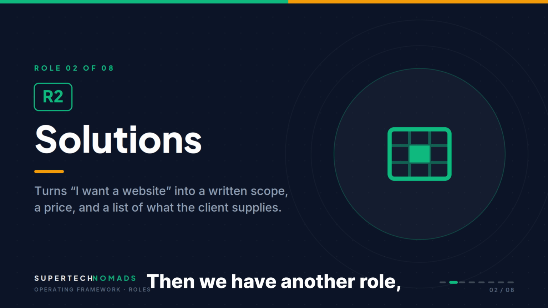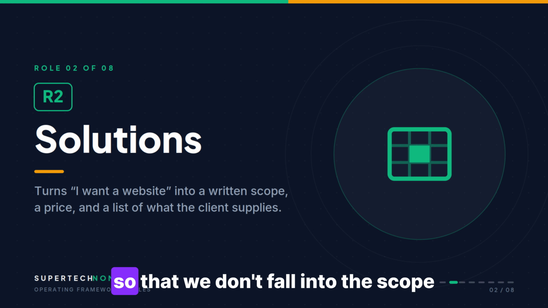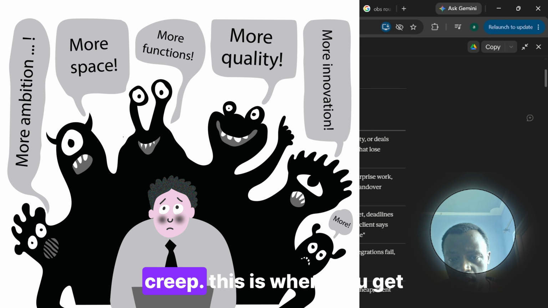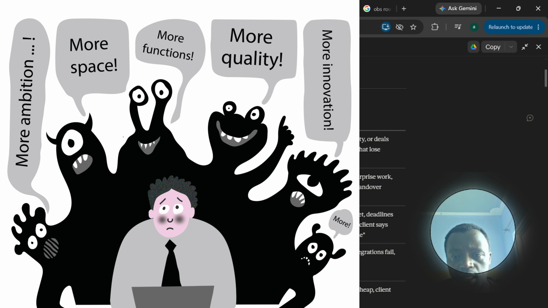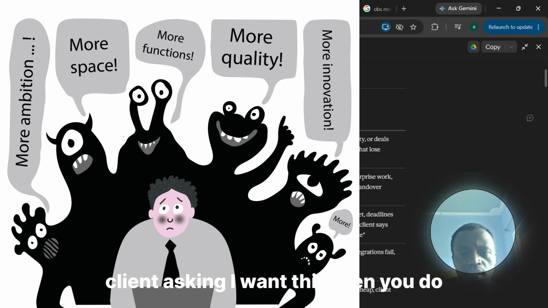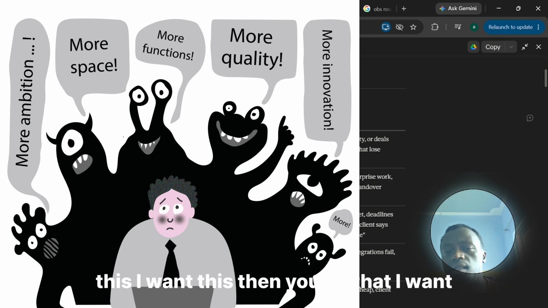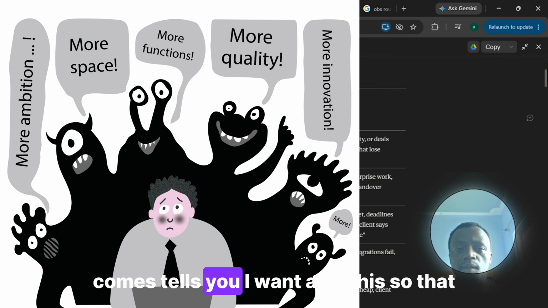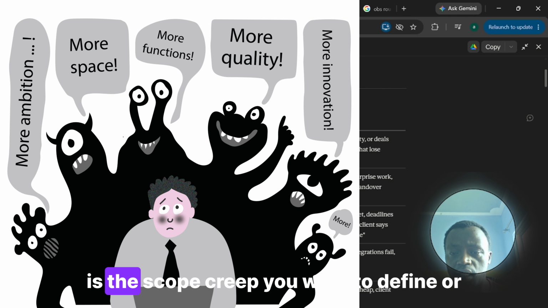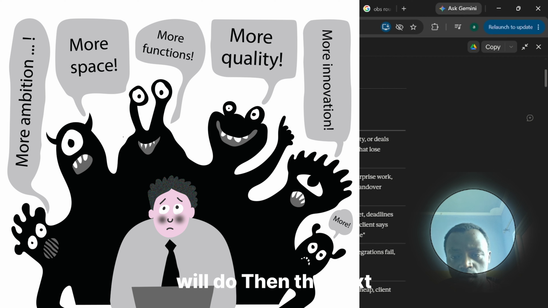Then we have another role, solutions, where you get the requirements, what the client needs, so that we don't fall into scope creep. This is where the client says I want this, then you do this, I want that, then you do that. Then maybe the client goes out there, discusses something, and comes back and tells you, I also want this. That is scope creep. You want to define what you have agreed with the client, and that is what you will do.